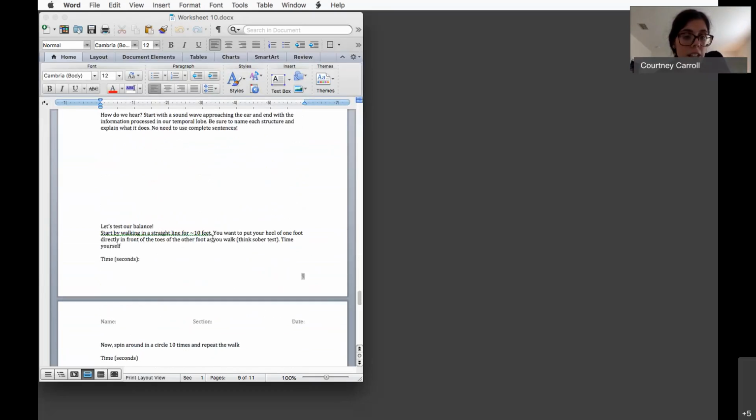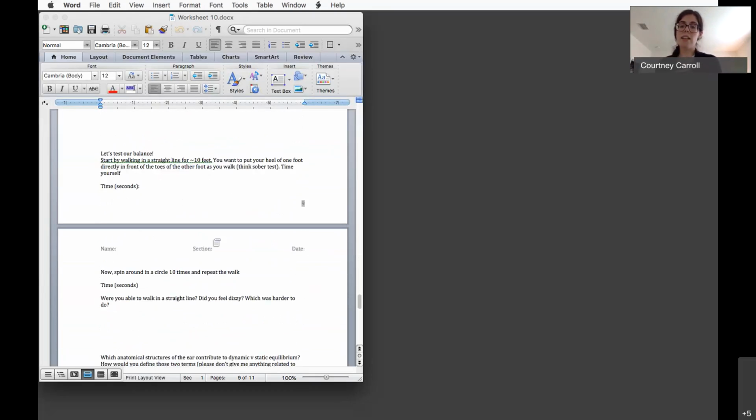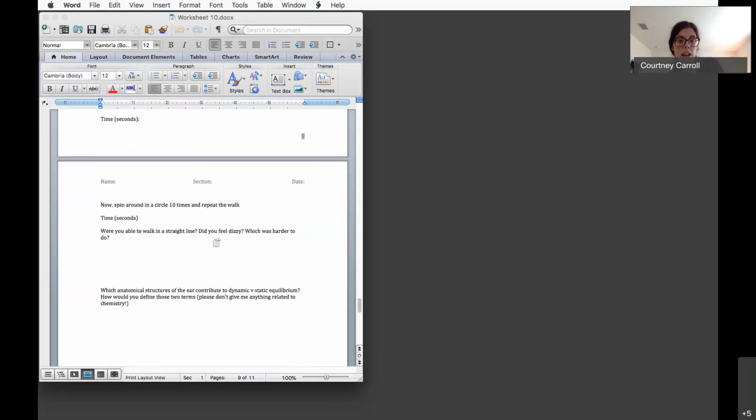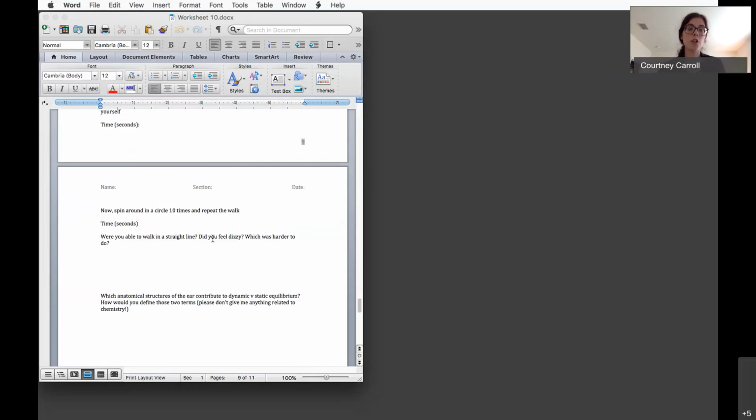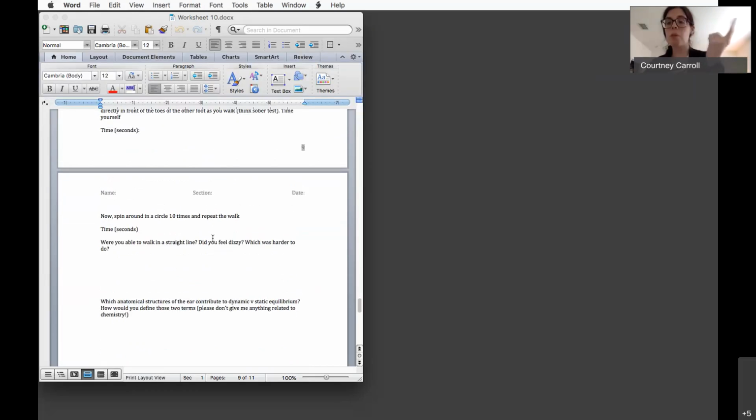And then finally, you're going to test your balance. You're going to do that walk where you put one foot directly in front of the other, and you try and walk along a straight line. Okay? And you're going to time yourself how long it takes you to do that somewhere in your house, 6 to 10 feet, going foot to foot to foot. Okay? Were you able to do that? Did it work? Then you're going to repeat it. You're going to spin around in circles 10 times and then try and walk on a straight line.